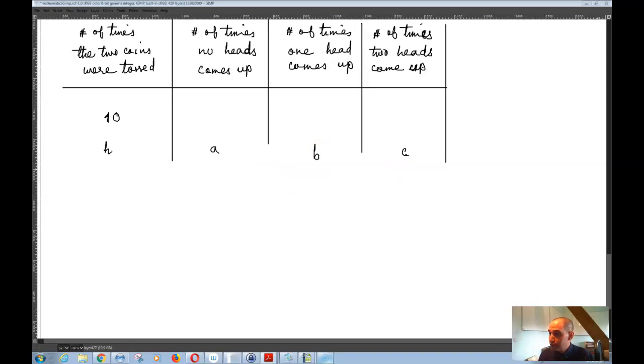So for example, in this whole situation, let's take A as the number of times no heads come up, which would be A divided by the total number of times that the two coins are tossed, A divided by H. Let's take B as the number of times one head comes up, which would be B divided by H. And C, lowercase c divided by H, is the number of times that two heads come up, divided by the total number of times that you toss the two coins together simultaneously.